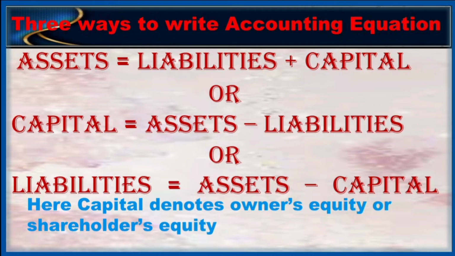3 ways to write accounting equation. We can write the accounting equation as assets is equal to liabilities plus capital, or capital is equal to assets minus liabilities, or liabilities is equal to assets minus capital. Here capital denotes owner's equity or shareholders' equity.